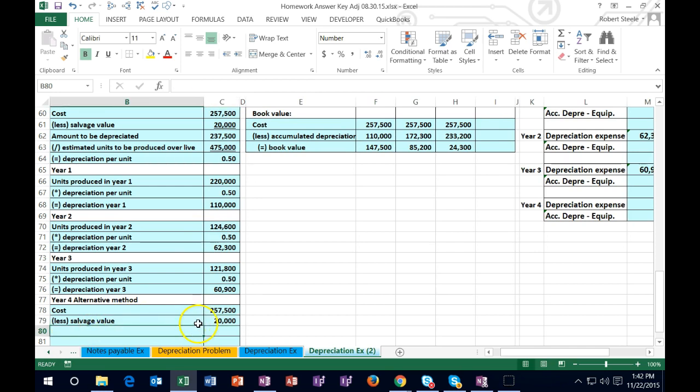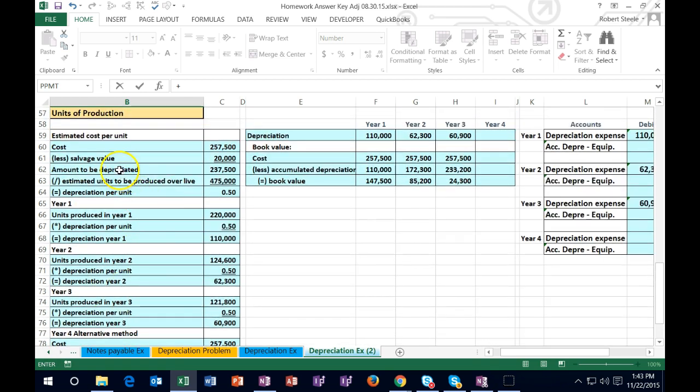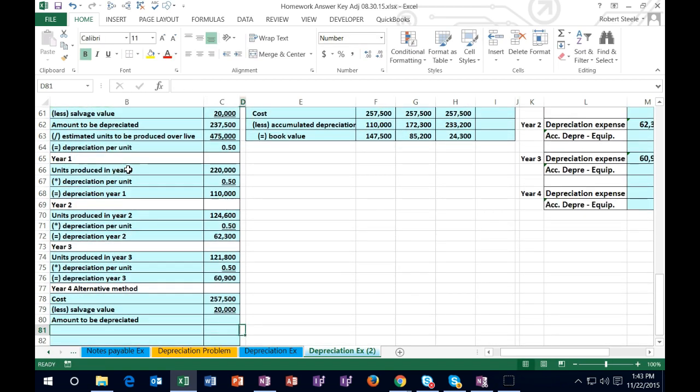Alright, and then I'm going to go ahead and underline that. I haven't been underlining, so I'm going to go to the Home tab, Font, and underline this. We could underline these items as well, so we can see these calculations, depending on your formatting preferences. And then that will equal the amount to be depreciated, which we calculated up here as well. So it's going to be the amount to be depreciated. And so I'm going to subtract that out in C80. We're going to say that equals the 257.5 cost less the salvage value.